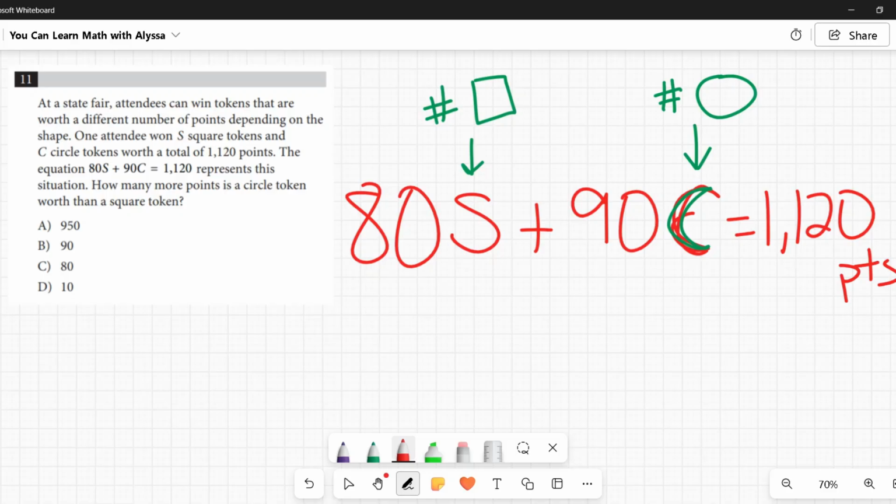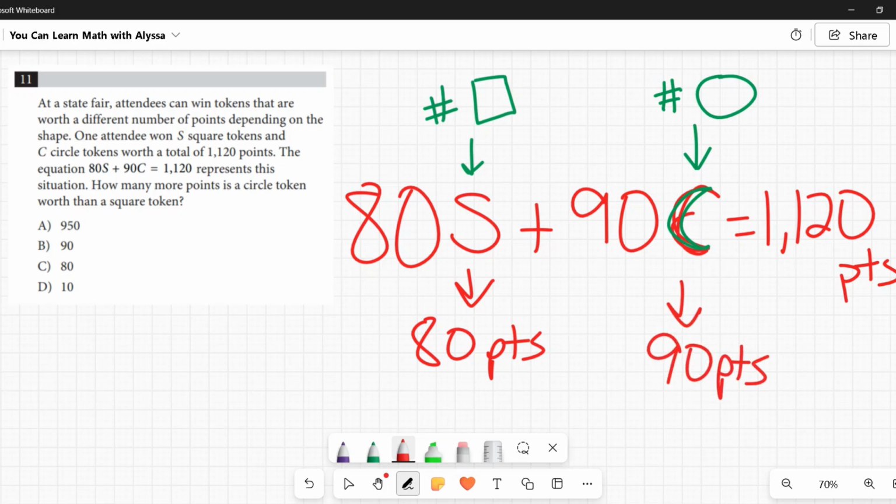All right, so my S token is worth 80 points. My C token is worth 90 points. And the question again, how many more points is a circle or C token worth than a square or S token? Well, it's just the difference between 80 and 90, and that is 10. So D is my answer.